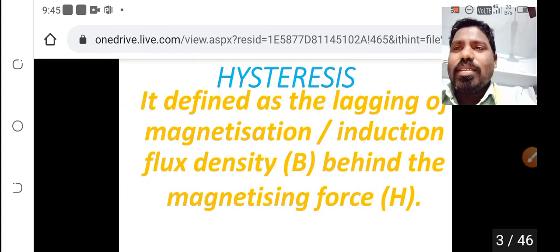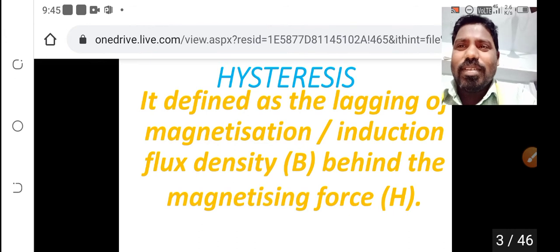It is defined as the lagging of magnetization or induction flux density behind the magnetizing force. What is the hysteresis definition? It is defined as the lagging of magnetization or induction flux density behind the magnetizing force. That means it is a simple relation between B and H.